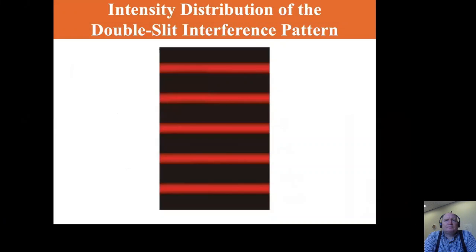On this, this is what the image looks like, and note that the edges of the bright fringes in the figure are not sharp. There's a gradual change from bright to dark, and so we consider the distribution of the light intensity associated with the double slit interference pattern in this section.